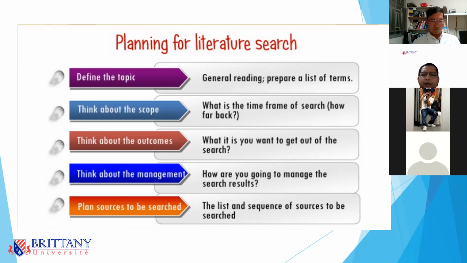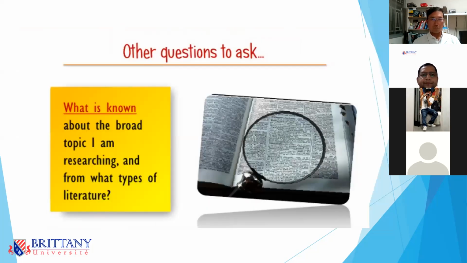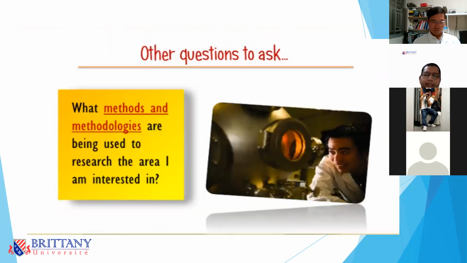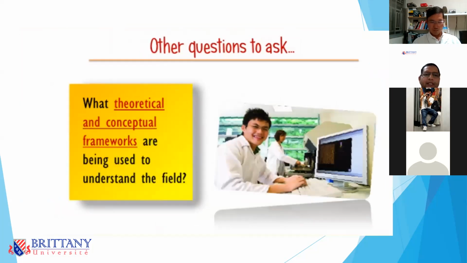And what you want to get out of the search, how you are going to manage your search, the sequence of the search, all these things you need to plan. You also need to decide what is known. What are the things you are very well versed in, and what are the most important landmark works within the field, referred to regularly in your studies? I mean, your findings from the readings. What method do you need to decide already? What theoretical and conceptual framework?